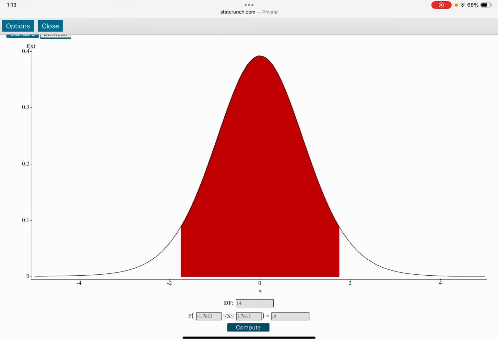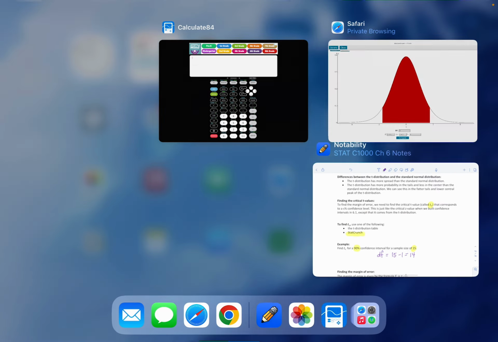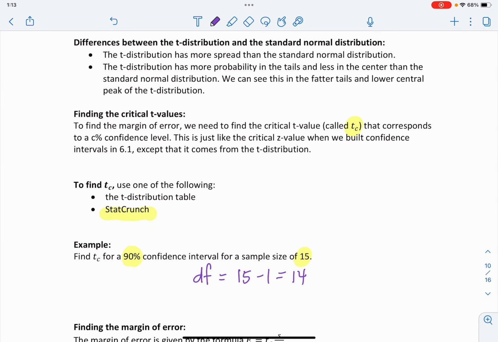Again, all we need is the positive one, so 1.761 is the critical value. Okay, so use this calculator anytime you need a critical value, and you should be good. And the notation for it is t sub c. So I'm going to write this down as t sub c, and that's 1.761 approximately.